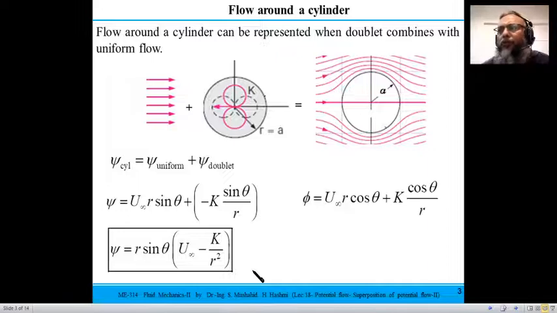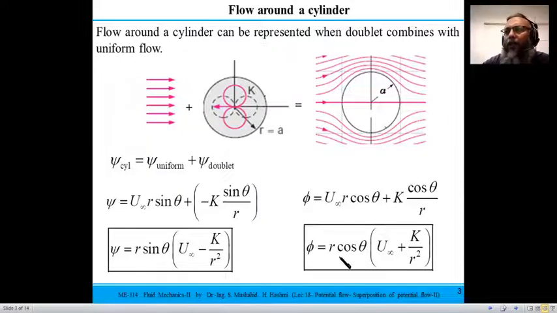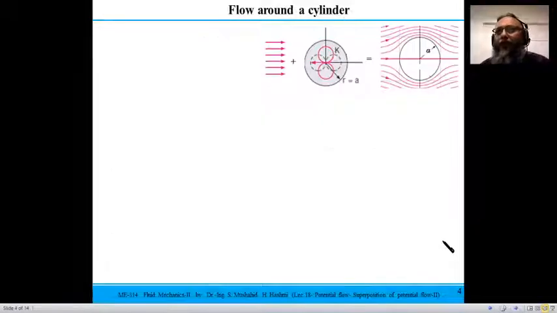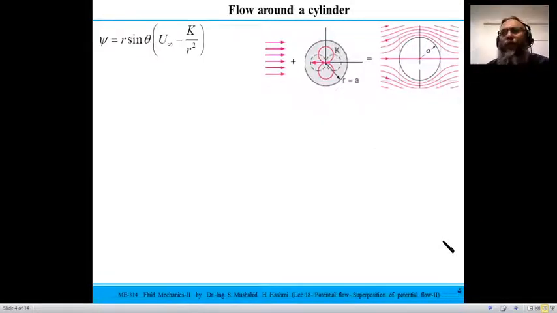Similarly, we can work out the velocity potential function. Combining the velocity potential functions for uniform flow and for the doublet, and taking common terms, we get this velocity potential function for the flow over a cylinder. So once you know these two things, we can easily work out the velocity components, and we can easily calculate the magnitude of the velocity, and once we know the magnitude of the velocity, we can work out the pressure distribution. Okay, let's look at this problem more closely.